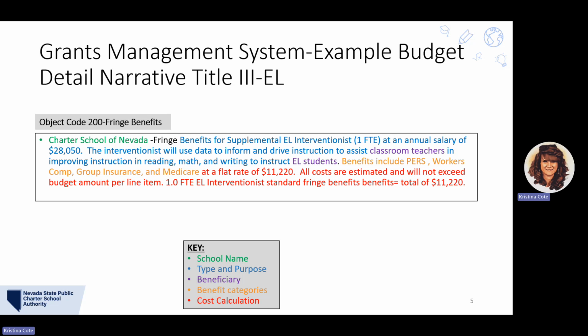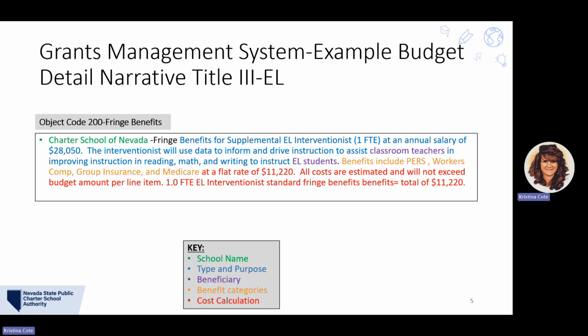Again, with all of these type and purpose sections, remember that even for any of these types of budget details, they should be backed by evidence for federal grants. And then the beneficiary, in purple, should describe who's benefiting. So in this example, same as before, the classroom teachers and EL associates benefit, the same beneficiary that we showed in the previous example for salaries, Object Code 100.